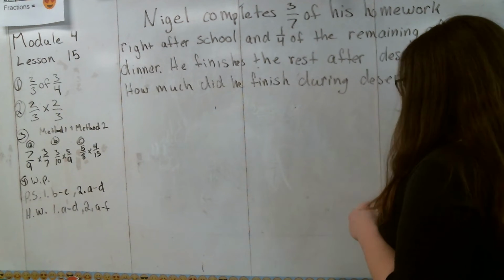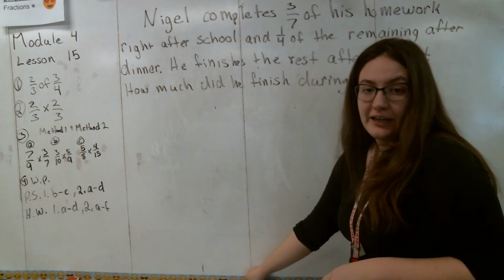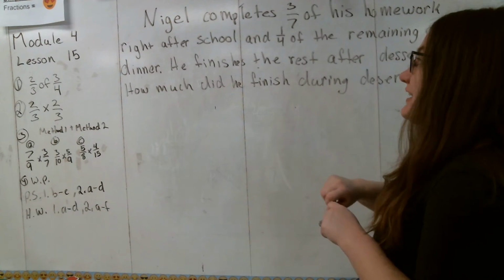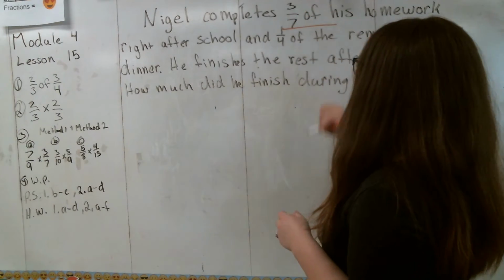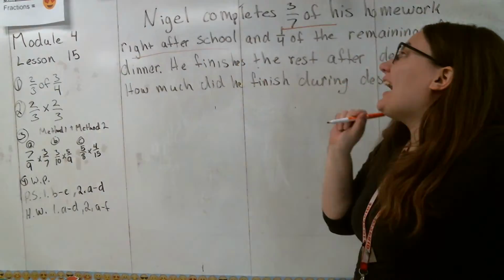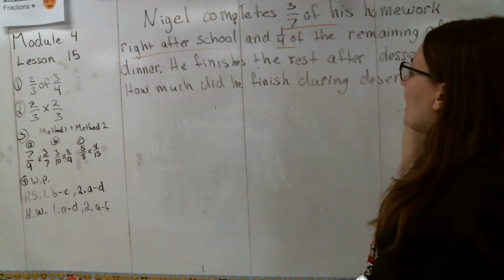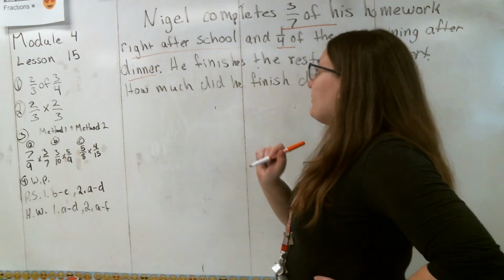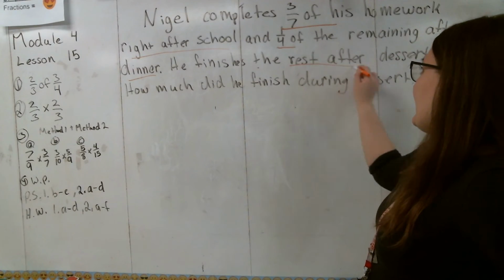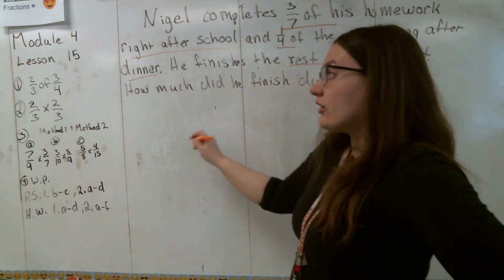So what I need to do is first find all of the important information in this problem. It says that he completes 3/7 of his homework right after school. And then I see that he also completes 1/4 right after dinner. And then he finishes the rest after dessert. And I need to figure out how much he did during that dessert time.